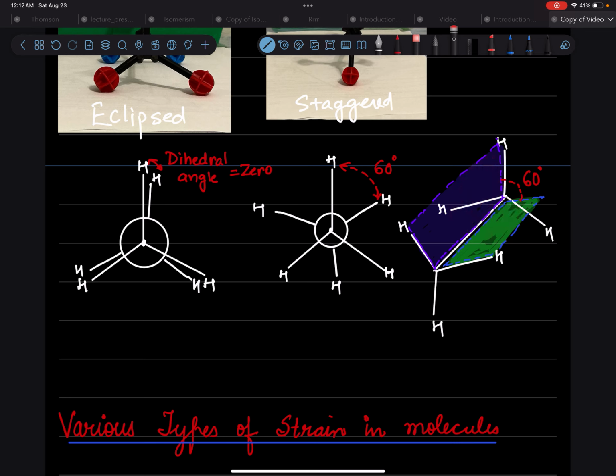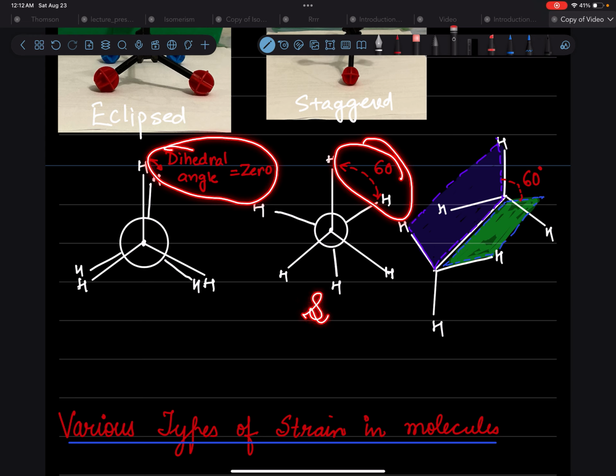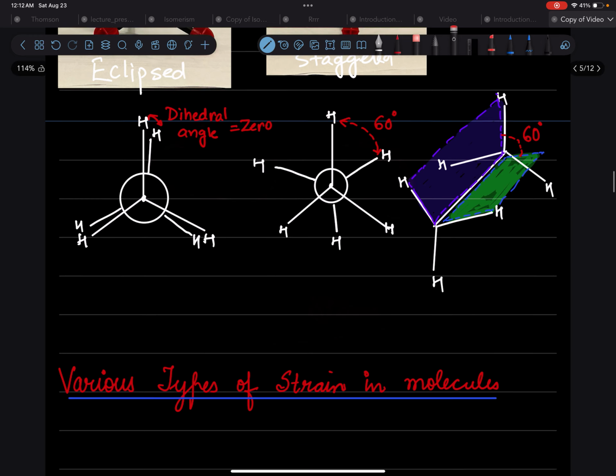Now we'll talk about different strains. As we said, here the dihedral angle is 0 degrees, more torsional strain. Here it is 60 degrees, less torsional strain. So it is a more stable conformation. The molecule will prefer to stay in this state, right?